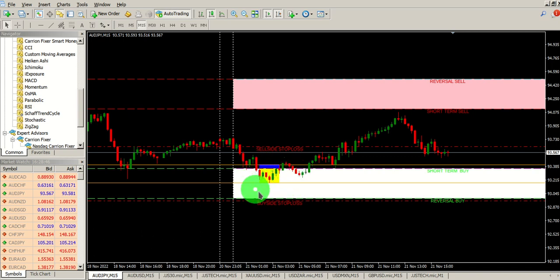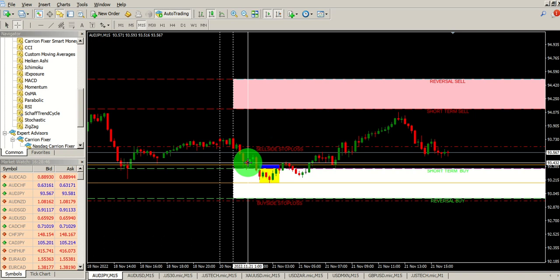So I just start off by drawing the range between 2 a.m. and 3:30, and then I look at the state of the market, and that's when I make decisions of what I'm gonna do for that specific day.